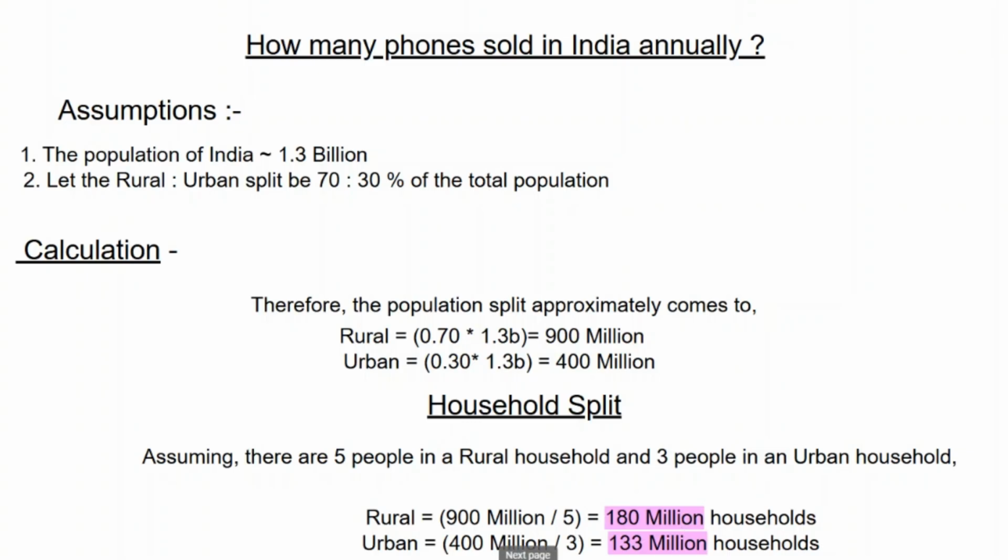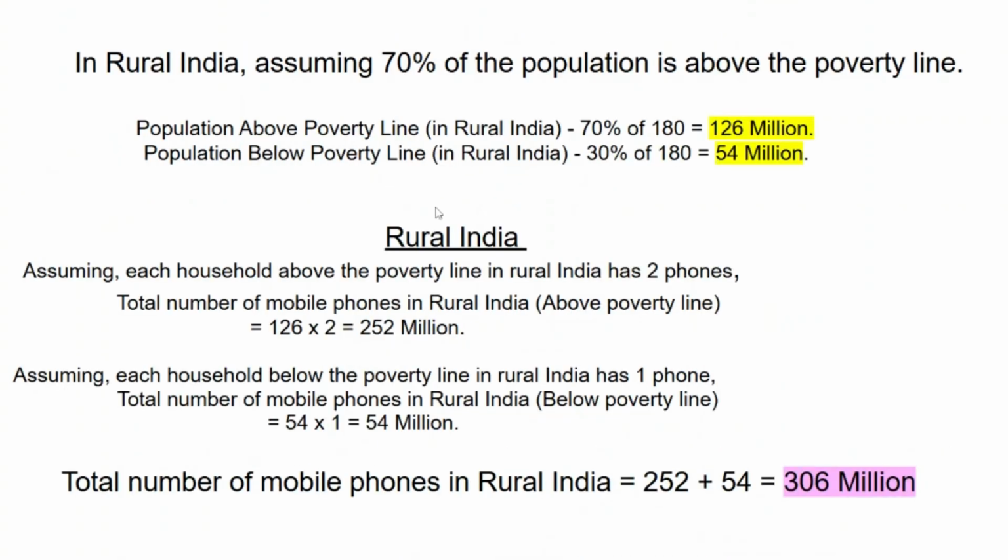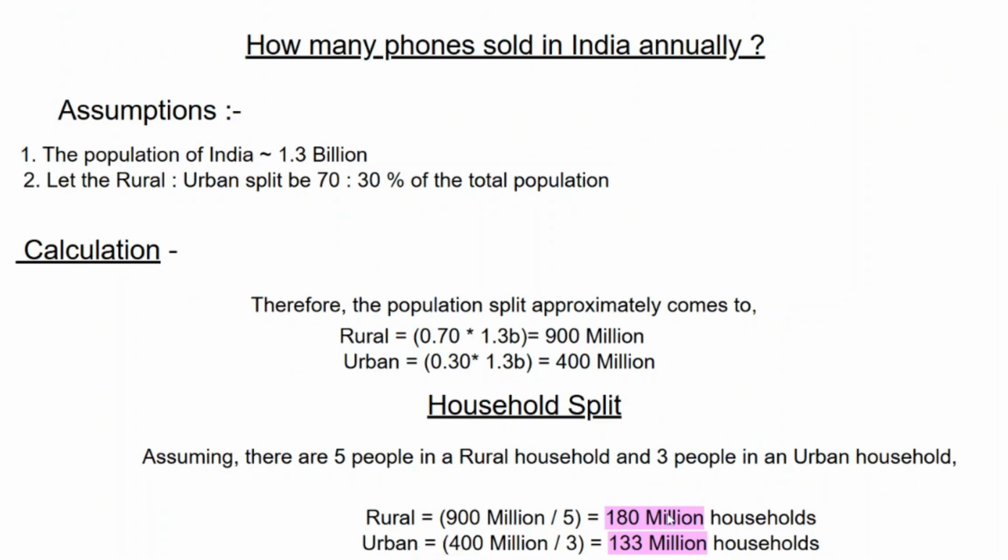Now, to calculate the number of phones further, we could also multiply with the number of phones which we could calculate on the rural as well as the urban basis. Let's say in rural, the average number of phones is two, and for urban it might be three or four or something. It might be three, right? Or not four, because we assume 3 people in a household.